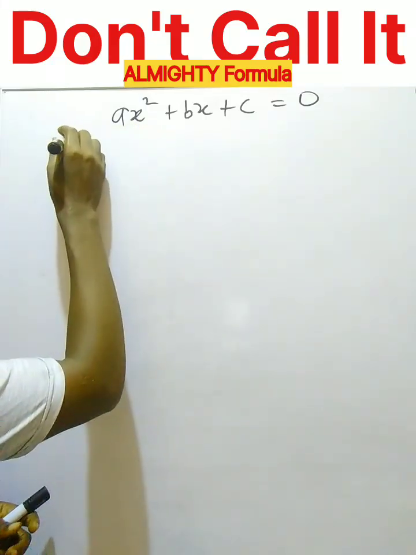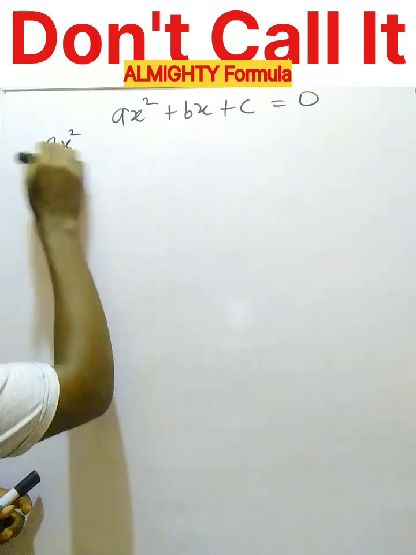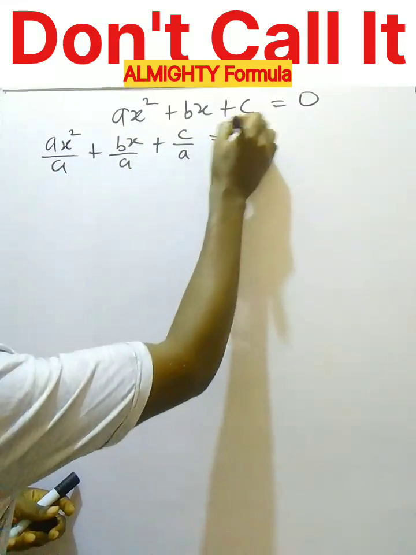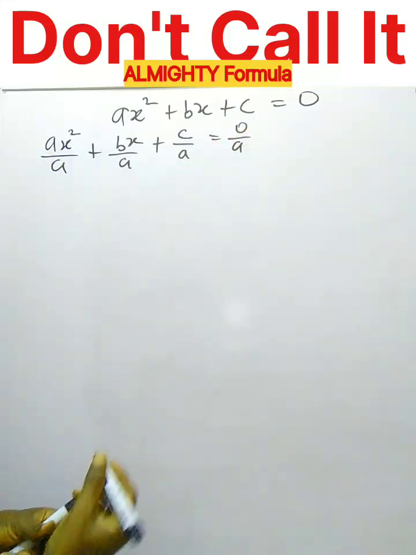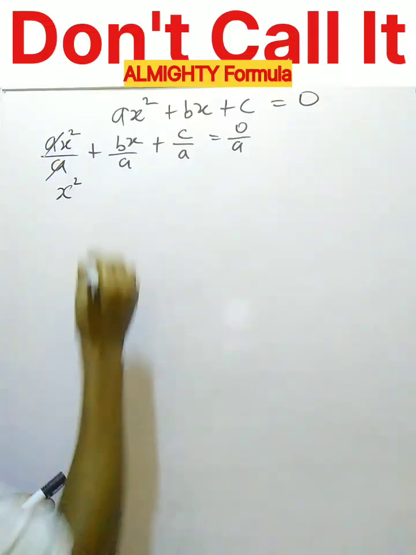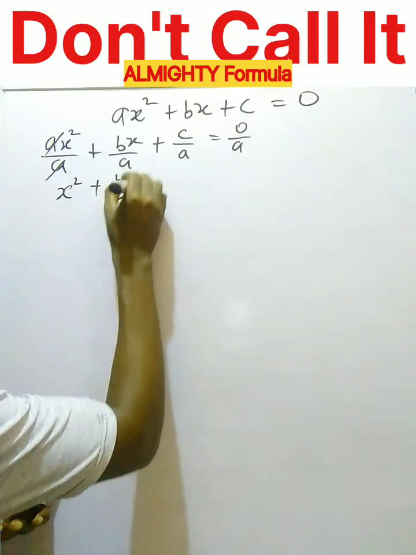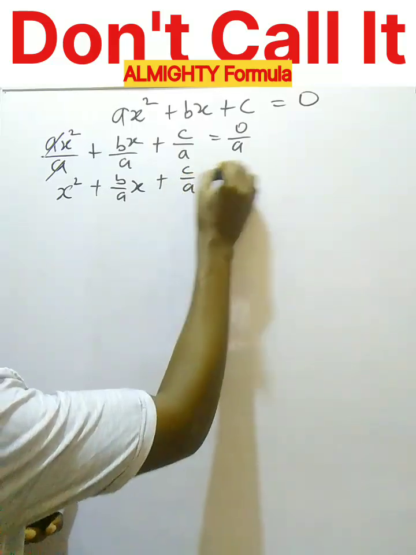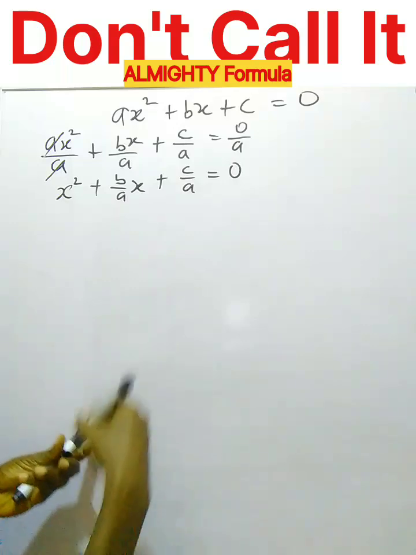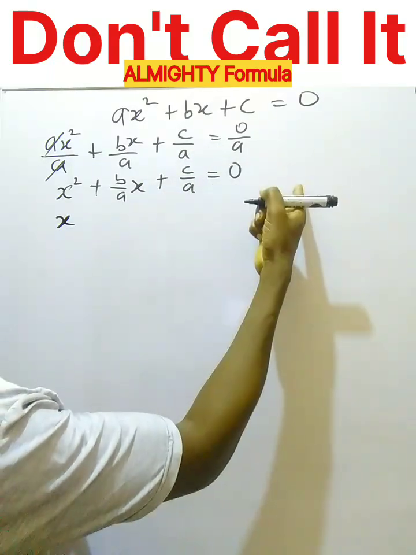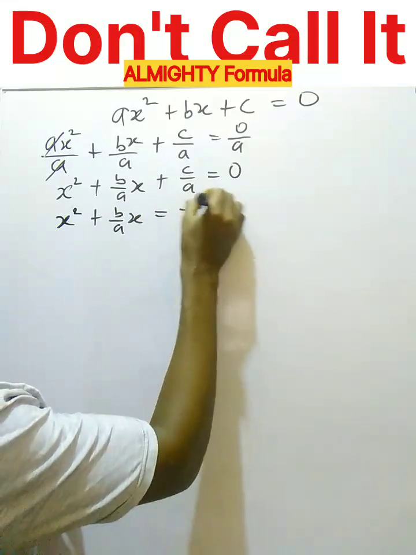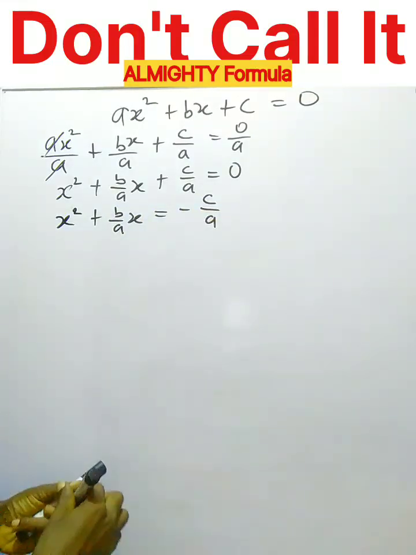So if I divide both sides, I'm going to have ax squared over a plus bx over a plus c over a equals to 0 over a. And when we do that, here becomes x squared, because this a will cancel out this a. Here we are left with b over a x plus c over a, and here we are left with 0 divided by a, which is 0. We are done with step 1. Our step 2 is, I'm going to take this third term to the right hand side, so that gives me b over a x equals to minus c over a. So I've moved it to the other side.